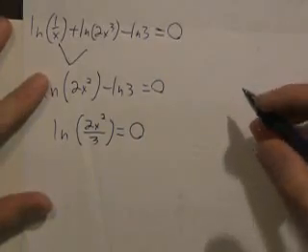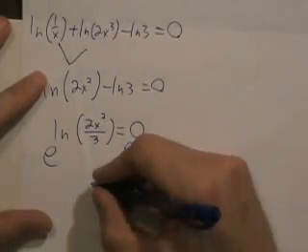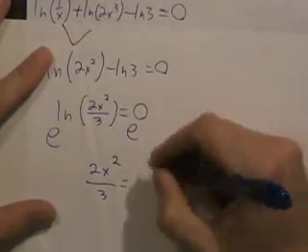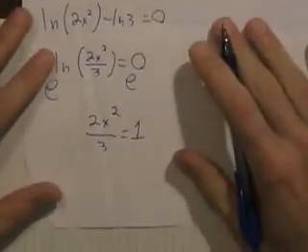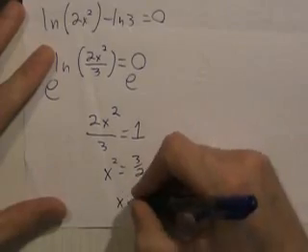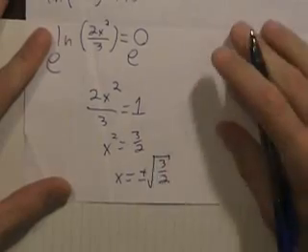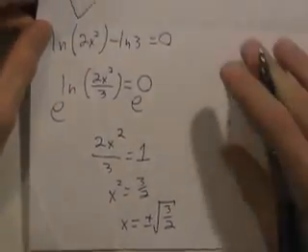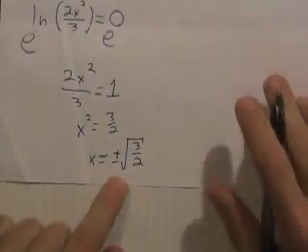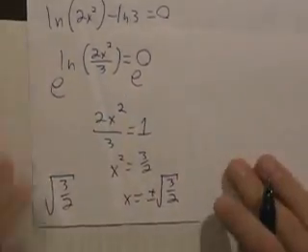Now, you can just exponentiate with e, both sides. Alright, e to the ln of this stuff is 2x squared over 3 equals e to the 0, which is 1. Do a little quick algebra there, multiply it, so x squared equals 3/2, and you'll get x equals plus minus the square root of 3/2. But when you go to check that back in the original, you see that negatives are not allowed, so the negative square root is extraneous. So the only answer is the square root of 3/2, the positive square root.